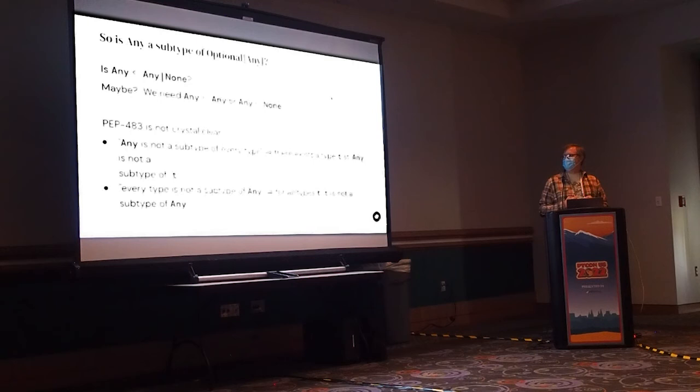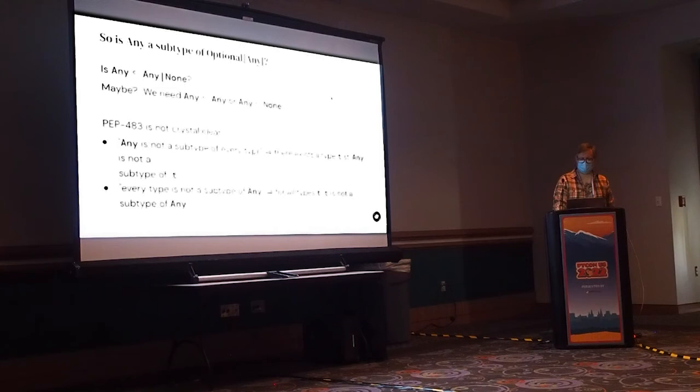PEP 483 is actually not crystal clear about this, because it's using just plain English instead of any kind of formal language. And it just says that Any is not a subtype of every type, which could be read to mean that there exists some type T that Any is not a subtype of. I don't think this is exactly what's intended, but that's maybe a perverse reading of that. And then it also says that every type is not a subtype of Any, which could be interpreted to mean that there is no type T that is a subtype of Any, including Any itself. I do believe that we intend that Any is a subtype of Any, that subtyping is reflexive, even for Any, which is kind of a wildcard special case.